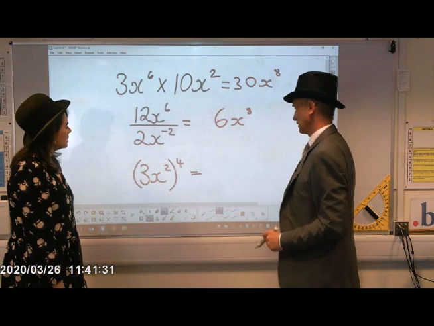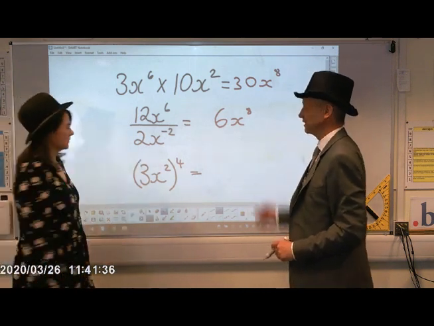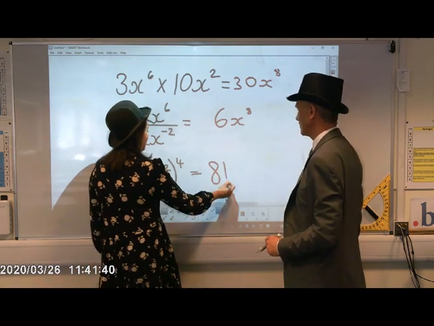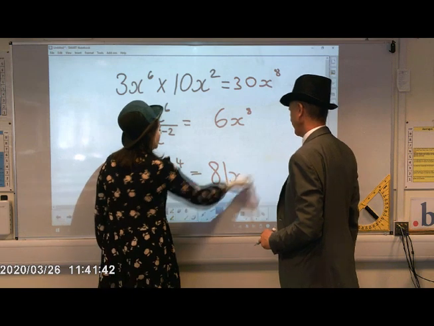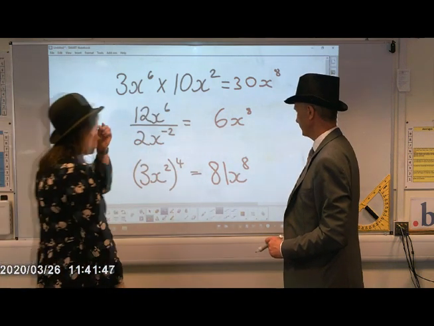Lovely. And our last one, you've got to be really careful here. 3 times 3, 3 threes are 9, 3 9s are 27, 3 27s are 81. 81, multiplying our powers and we get x to the 8. X to the 8. Beautiful stuff. So that is where foundation level kind of starts.